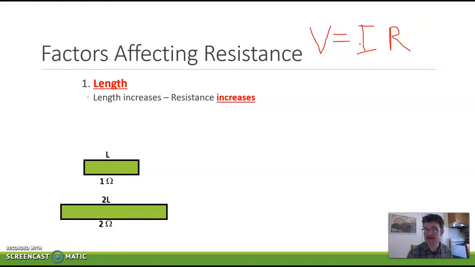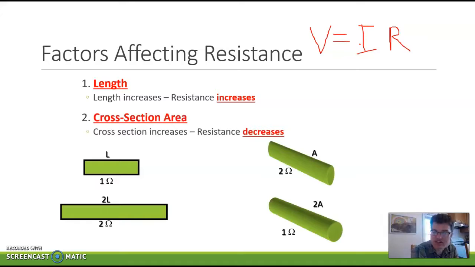Now, a couple things that actually affect resistance. First off is the idea of length. Think about a cable. Most of the time with cables, we've been assuming that we don't have any loss of current from it. Basically, the resistance is almost nothing. Well, as that length gets longer and longer, especially with transmission wires that are going to be hundreds of miles long, you're going to have resistance, and you have to take that into account.